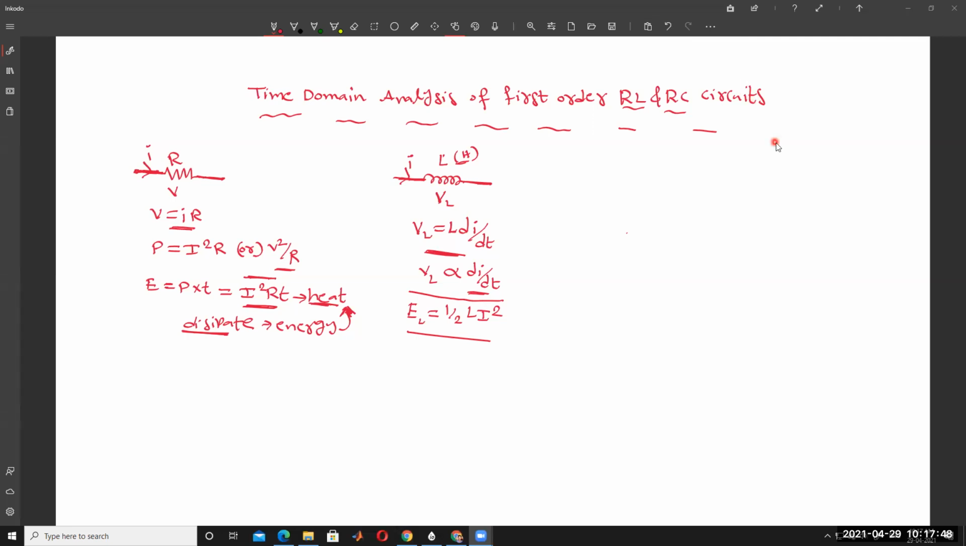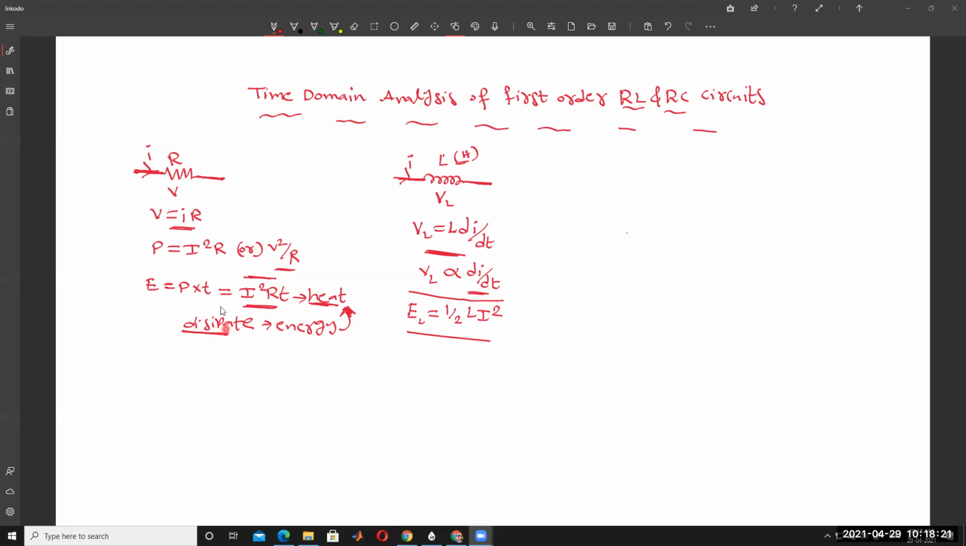Understood? So V is equal to I into R, the voltage across the resistor, and the current flowing in the resistor is equal to V by R. You know these relations well. The power consumed by the resistor is P is equal to I square R, that is, V square by R. Energy is equal to power into time. The energy lost in the resistor is I square R T. This is called heat dissipated by the resistor.